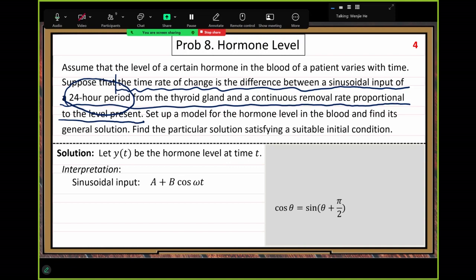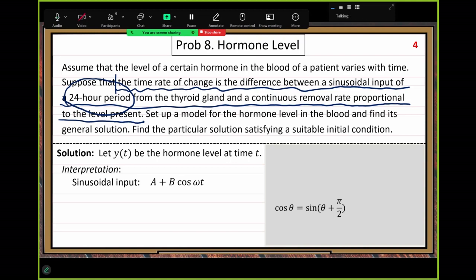What is this omega? This omega is another constant you use to adjust the period. With different omega, you have different periods. So here, you need to determine for what omega you have a 24-hour period. First, we need to determine that omega.